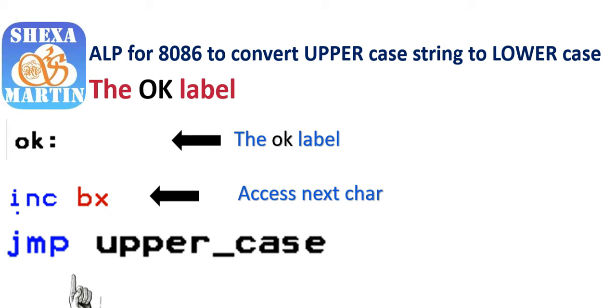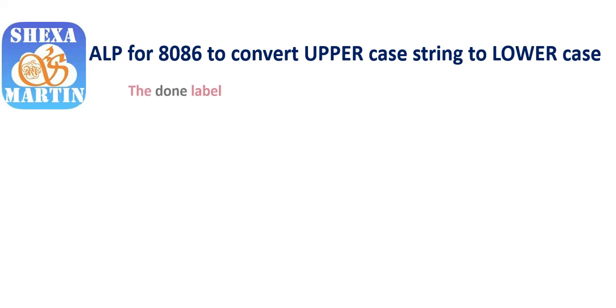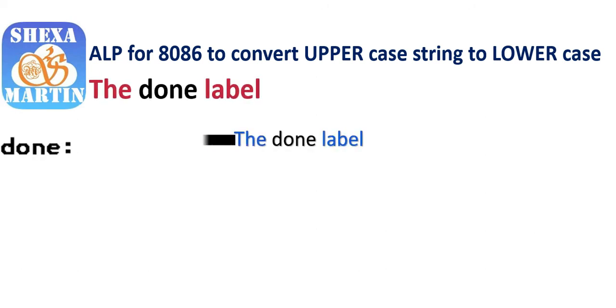So we are processing our string character by character. Here we're saying go and check if we haven't reached the last character. That's what we are saying here with this code. Now jump to uppercase. So we are repeating the same process. We go back again to uppercase and then do whatever we want to do. Then we have the done label. The done label tells us that we have completed the process of converting our lowercase to uppercase or our uppercase to lowercase.